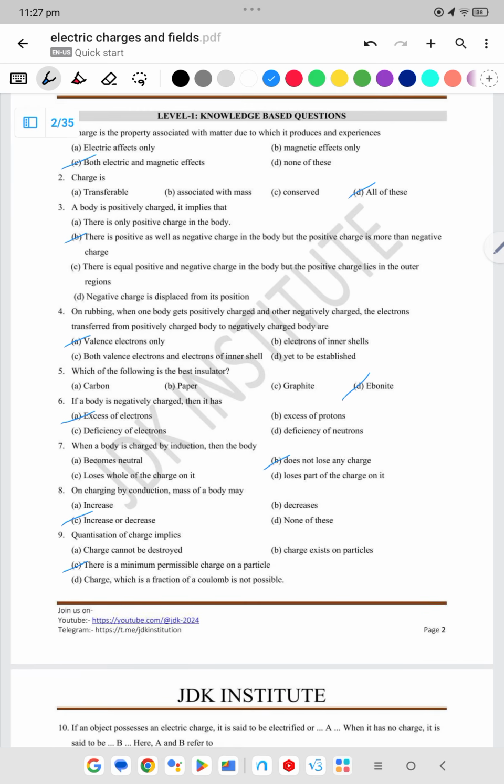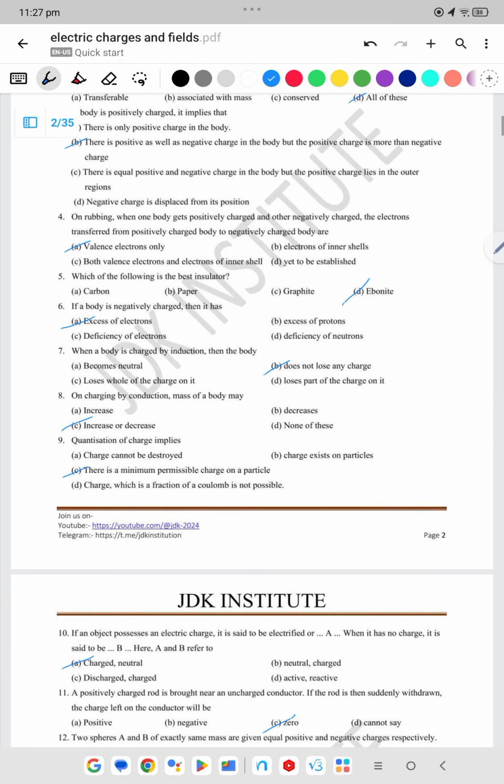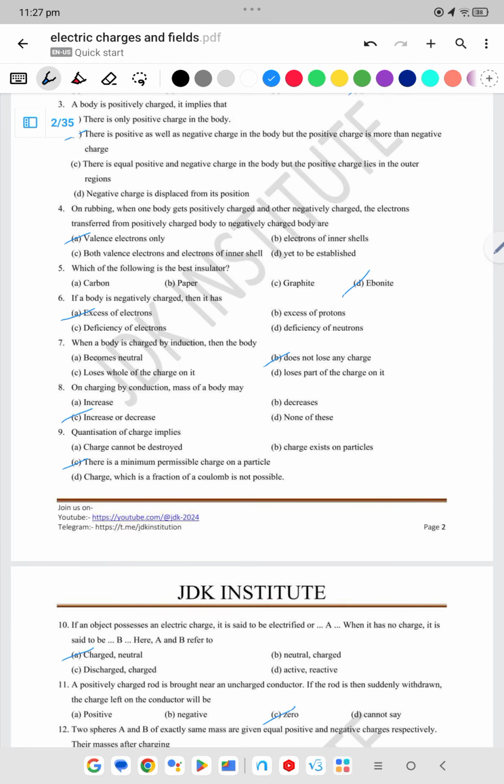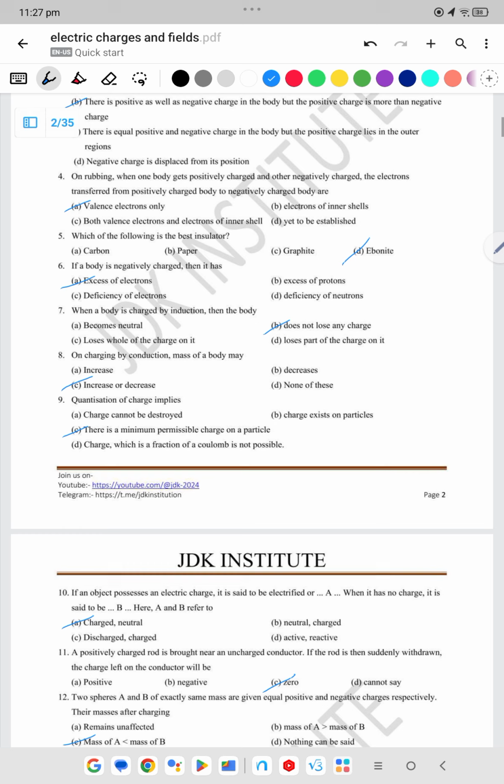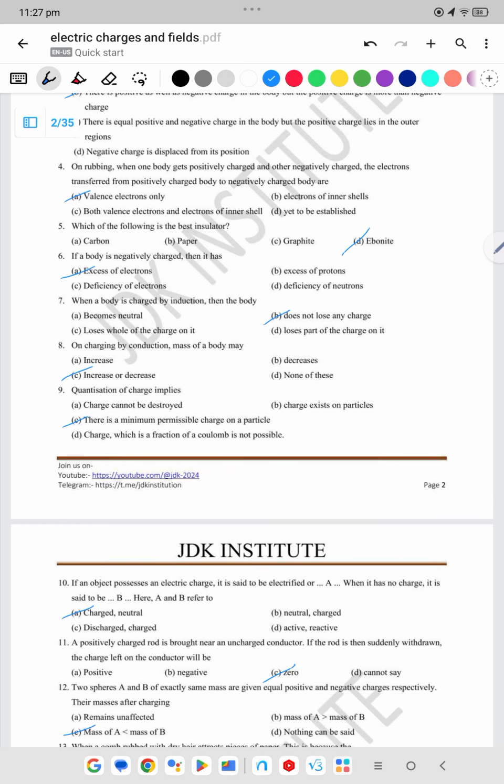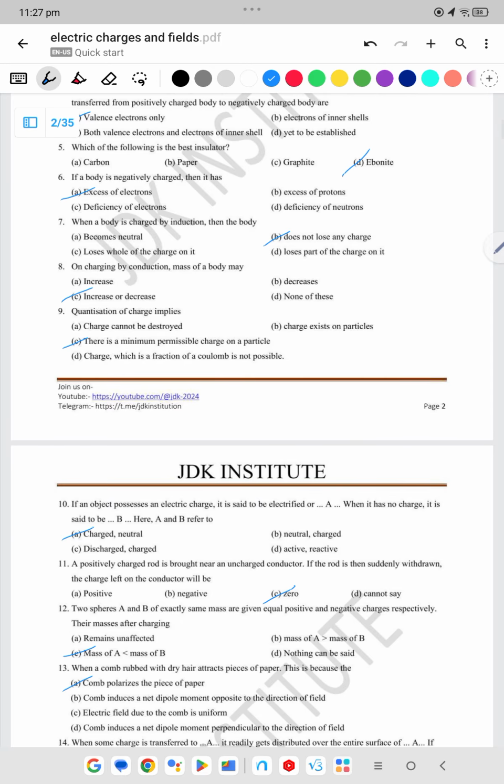On rubbing, when one body gets positively charged and another negatively charged, the electrons transferred from the positively charged body to the negatively charged body are valence electrons. Which of the following is the best insulator? Ebonite. If a body is negatively charged, then it has excess of electrons. When a body is charged by induction, the body does not lose any charge. On charging by conduction, the mass of the body may increase or decrease.